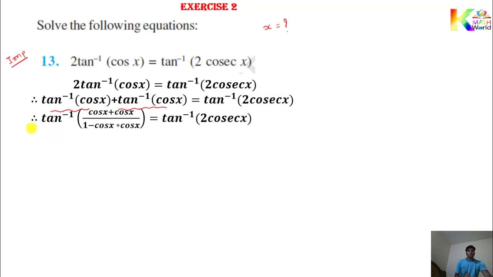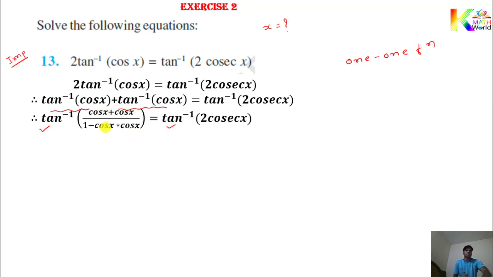Now, as the tan inverse function is a 1-1 function, which you will learn in the first lesson, due to that 1-1ness you can remove this tan inverse function. No need to cancel out, just for understanding you can cancel out, but no need to cancel out in the exam. So tan inverse will be removed from both sides.